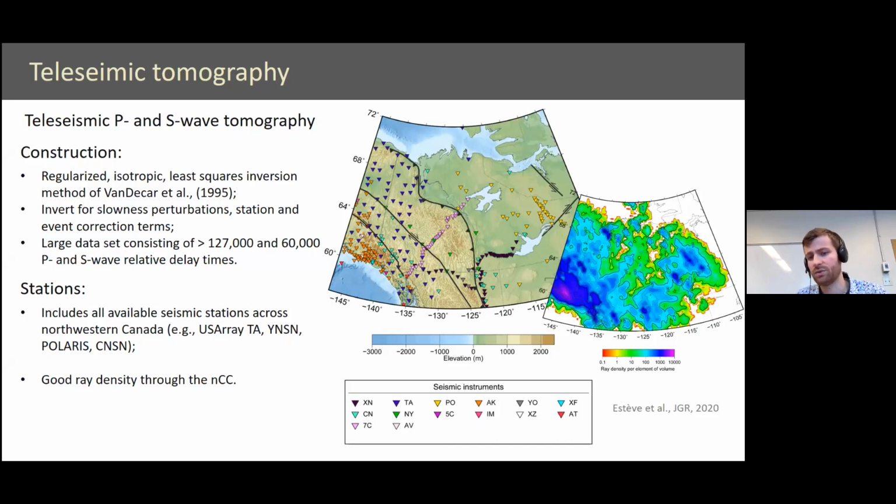And so what we see is that at 200 kilometers depth, we have quite a good ray density through the northern Canadian Cordillera, especially this part of the northern Canadian Cordillera.